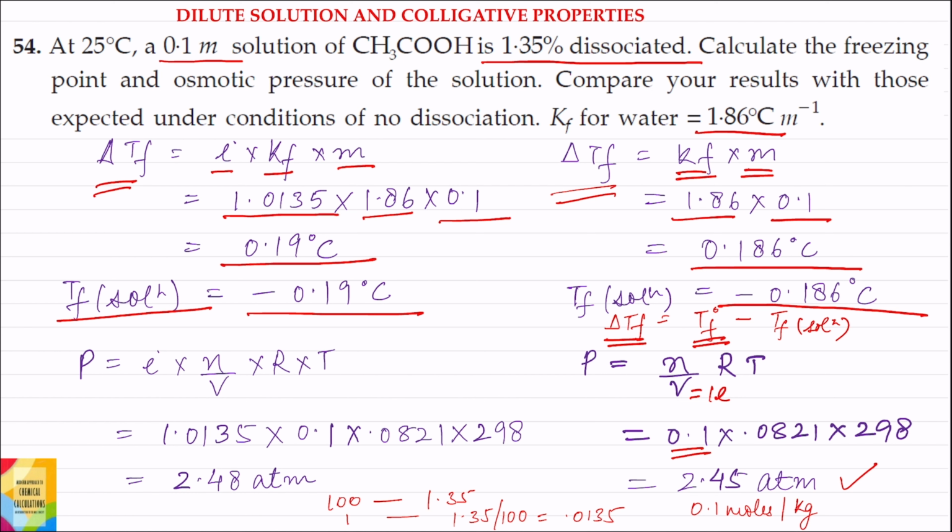Now the osmotic pressure when acetic acid dissociates will be equal to i into n by V into R into T. Here i is the van't Hoff factor. The value of van't Hoff factor is 1.0135. Number of moles per unit volume is equal to 0.1. Value of R is 0.0821 and temperature is 298 Kelvin. Solving, osmotic pressure is equal to 2.48 atmospheres.